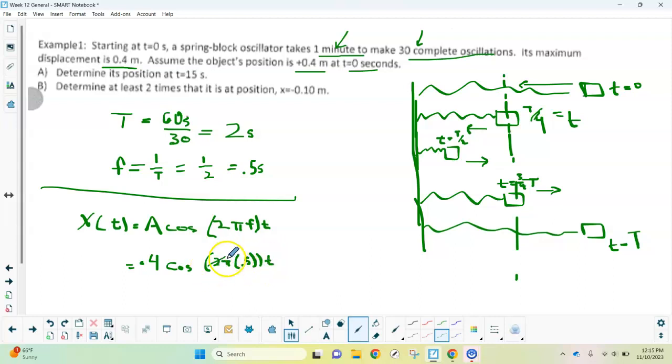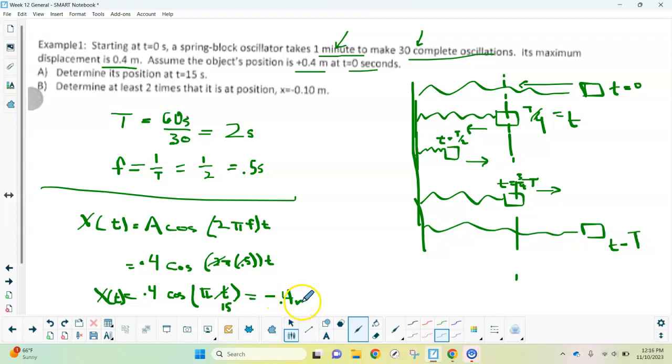2 times 0.5 is just 1. So I could simplify this as 0.4 cosine of pi times t. So this is the part that you put in your calculator here. And we're going to figure out whatever position it is whenever that time varies. So the time that you're going to use in part A is 15. So we're going to put in 15 here. And when you put that in your calculator, you get a negative 0.4.